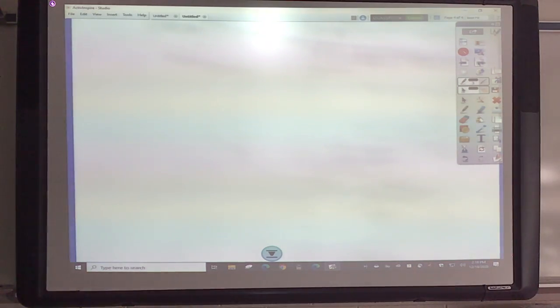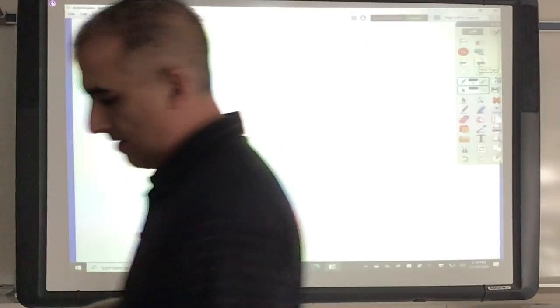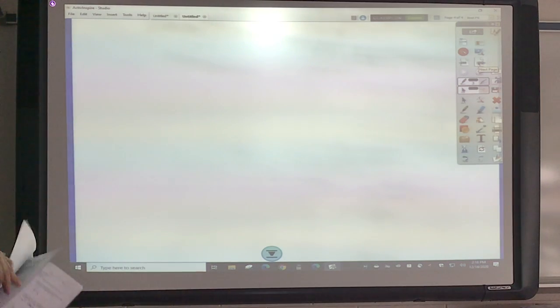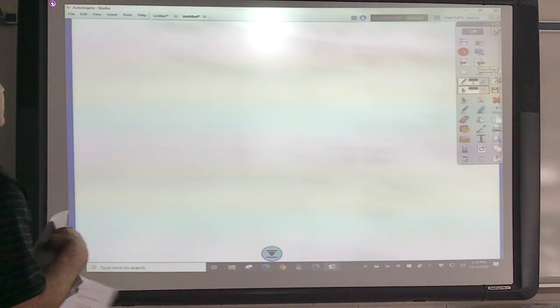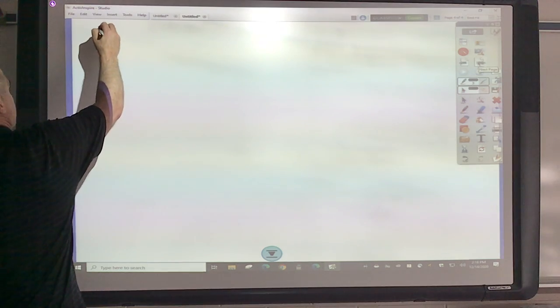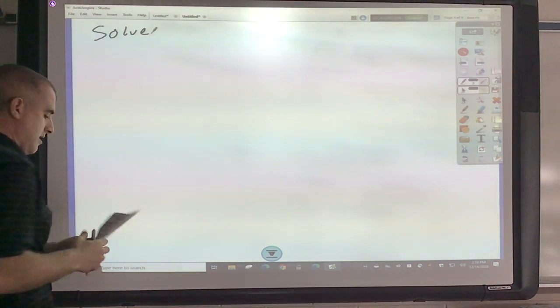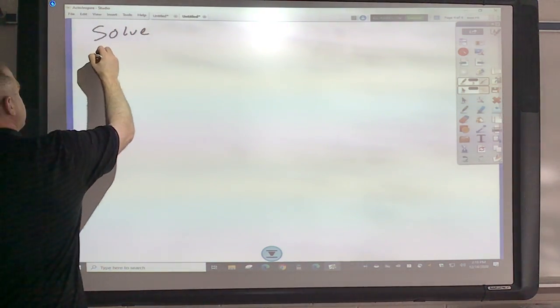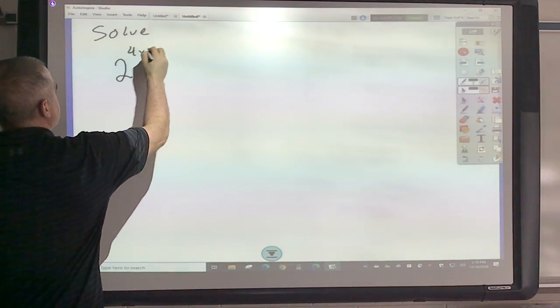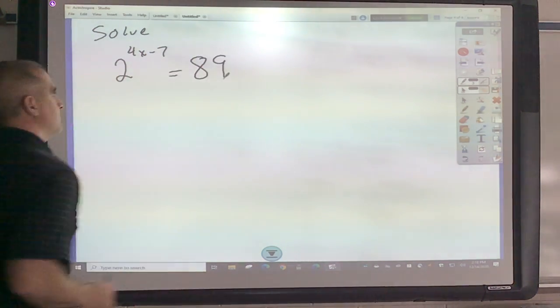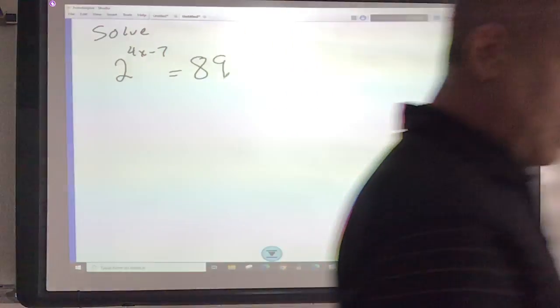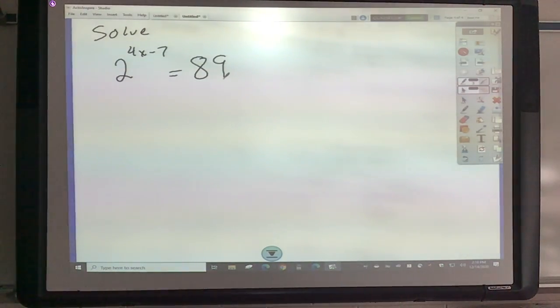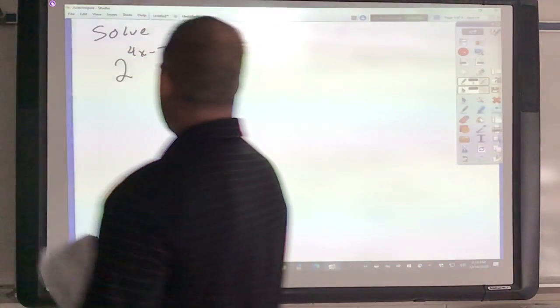Now, sometimes things don't work out nearly as smoothly. Let's say I got, we're going to say solve, 2 to the 4x minus 7 equals 89. Now, sometimes what it's easy to do when you have these types of problems is to convert. So what I want to do is convert to a log.